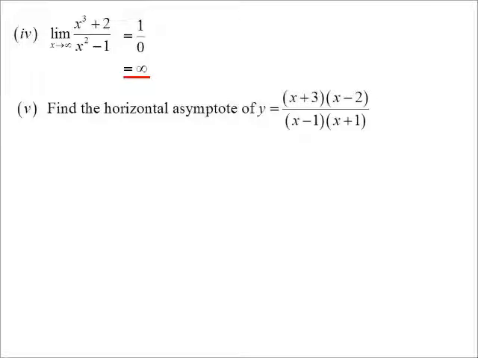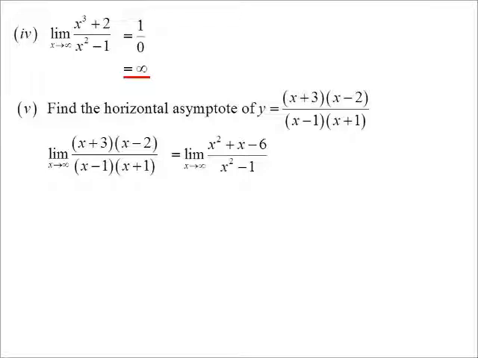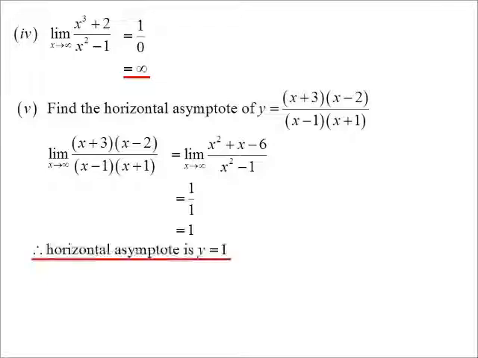So horizontal asymptotes we talked about before. If I wanted to find the horizontal asymptote of this one, well, it's like saying, what's the limit as x approaches infinity? Well, if I was to expand that out, I've got x squared plus x minus 6 on x squared minus 1. So it would turn out that my horizontal asymptote is 1. See, if you were to do the polynomial division here, you'd end up with 1 plus something on x squared minus 1. So it's another way, as I say, of working out your horizontal asymptotes.